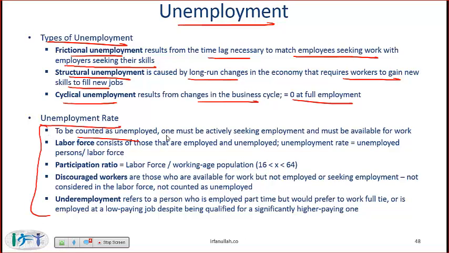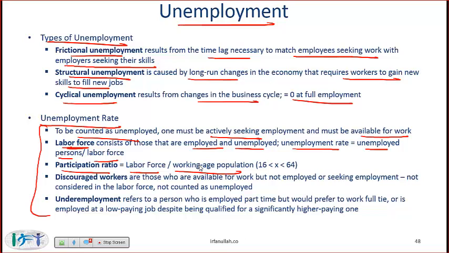To be counted as unemployed, one must be actively seeking employment and must be available for work. So if you are in the working age population but are not actively seeking employment, then you are not considered unemployed. The labor force consists of those that are employed and unemployed. The unemployment rate is equal to the unemployed persons divided by the labor force. The participation ratio is equal to the labor force divided by the working age population.